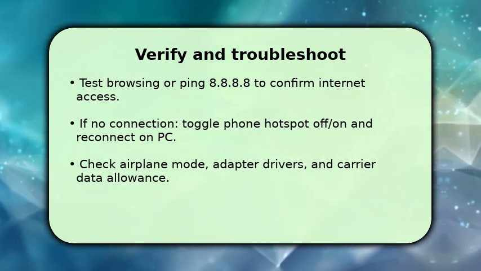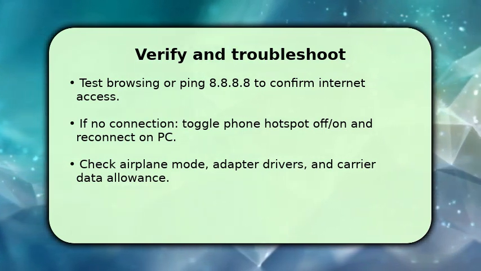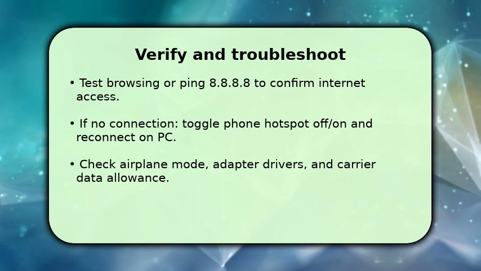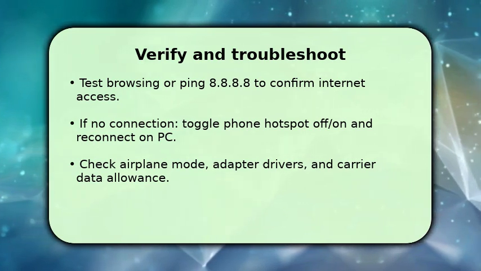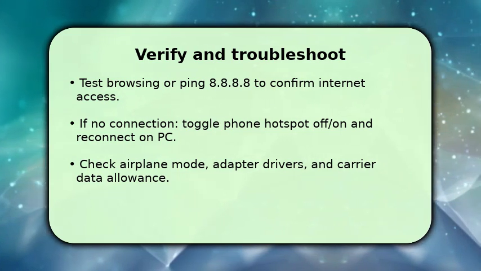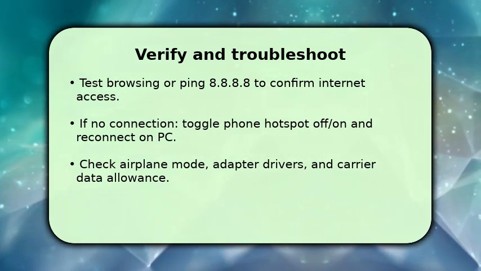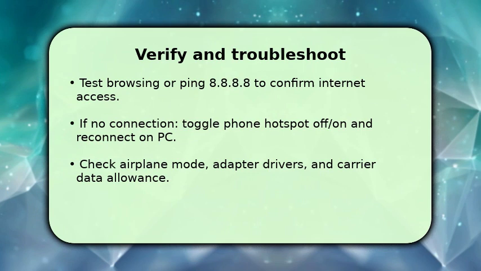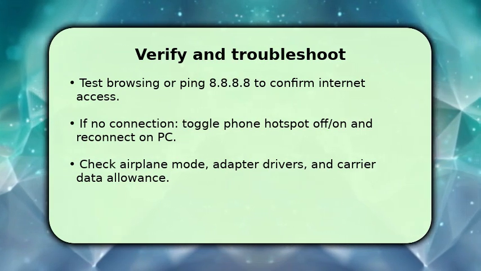If you see no internet, first toggle the phone's hotspot off and on, then reconnect from Windows. Also make sure the PC isn't in airplane mode and that the wireless adapter drivers are up to date. If problems persist, check your carrier's data allowance and hotspot settings. Some carriers restrict tethering or require a specific plan to provide full internet access.